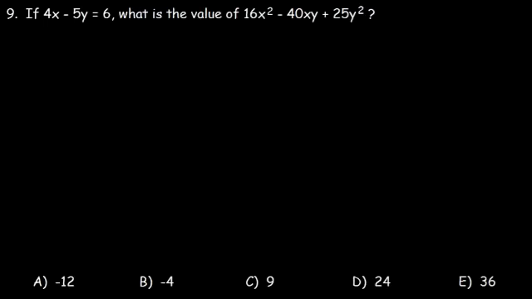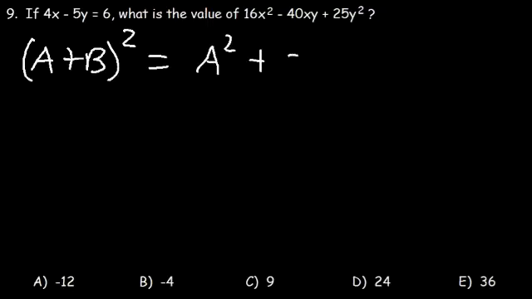Number 9. If 4x minus 5y is equal to 6, what is the value of 16x squared minus 40xy plus 25y squared? So how can we do this problem? Now don't worry, it might look difficult, but it's not. You need to be familiar with this equation. a plus b squared is equal to a squared plus 2ab plus b squared.